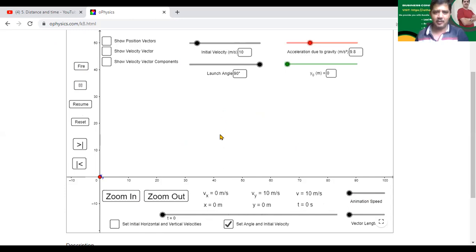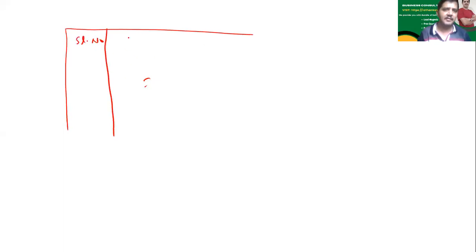Now we need to write a tabular column. Right? Let us start the tabular column. So how should a tabular column look like? This is my tabular column. SL number. First is independent variable. What is your independent variable? Velocity. Vy. Y stands for the y-axis. Throwing it upwards in meter per second.